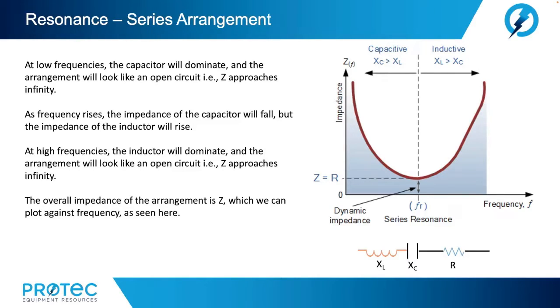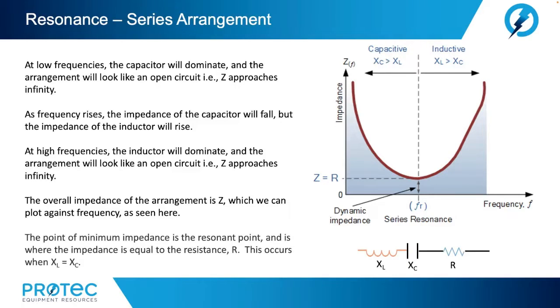The overall impedance of the arrangement is Z, which we can plot against frequency as seen here. The point of minimum impedance is the resonant point, and is where the impedance is equal to the resistance. This occurs when X sub L is equal to X sub C.